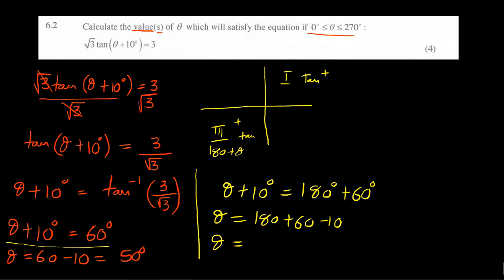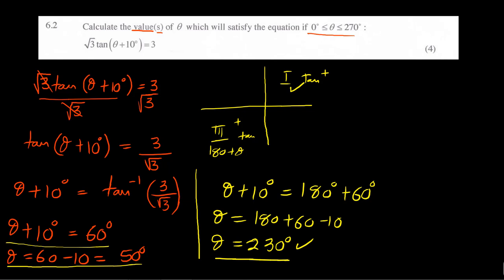180 plus 50, which is equal to 230 degrees. So you've got two values of theta. That's why they say value. If you didn't know, you're going to only come with this value, which is only in the positive quadrant, but we have a value in the third quadrant that gives us two values of theta.